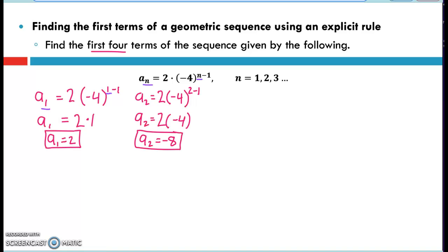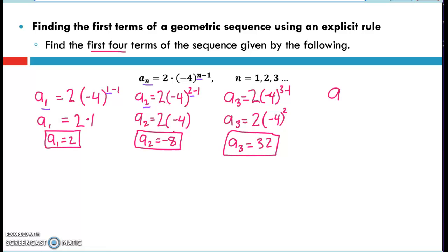Again, just so we can see our n values, they were right there. I'm not going to show that for the next one. We have a sub n, or 3, is going to be our third term, equals 2 times negative 4 to the 3 minus 1. So our third term is equal to 2 times negative 4 squared, or that's going to become a positive 16. So our third term is equal to 32.